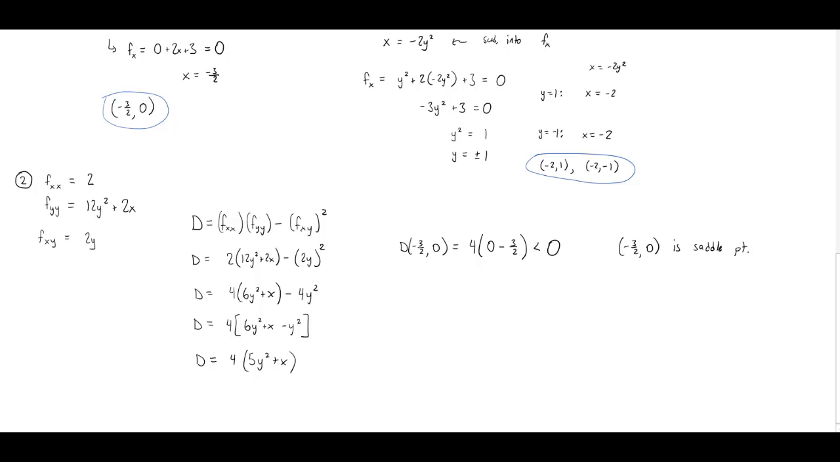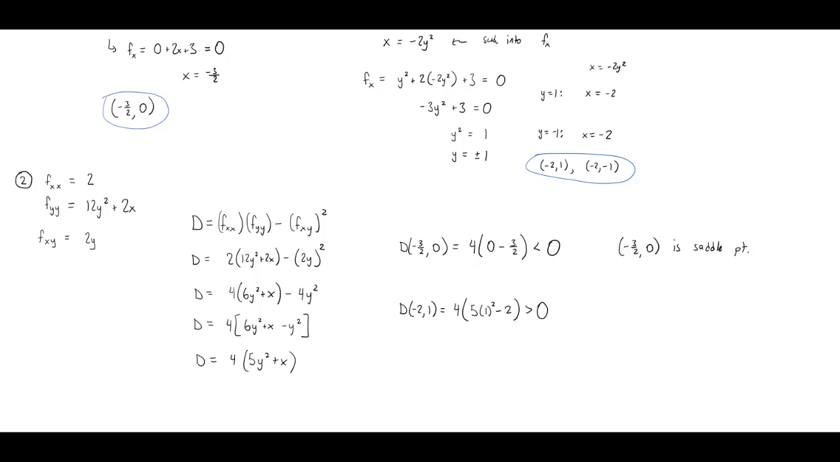All right, good. So next, let's look at the critical point (-2, 1). I'm going to plug that into D. Plugging in 1 for y and -2 for x, it looks like everything here is positive altogether. So the rule was if D is positive, now go back and look at fxx.